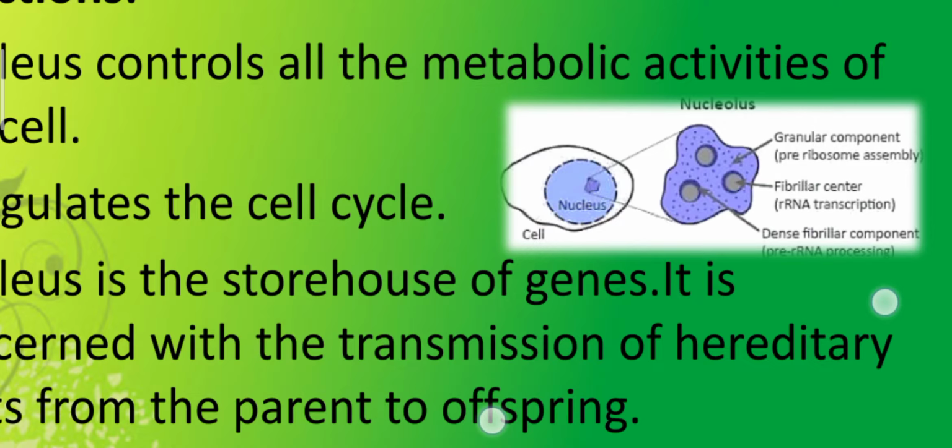If we take the small part and have a look at nucleolus, then we can see that pre-ribosomes are there. That means granular components. Fibrillary center, RNA transcription. Now, RNA transcription is a part which helps in the formation of the protein inside our body. Pre-RNA processing is also there. These two help in the formation of the protein part and then forwarding that protein to the whole body.